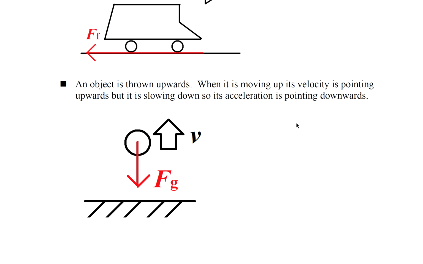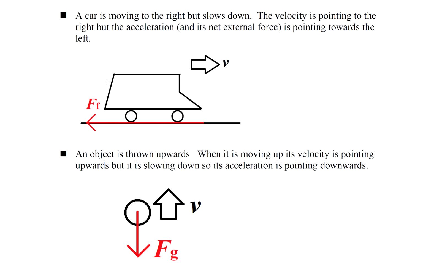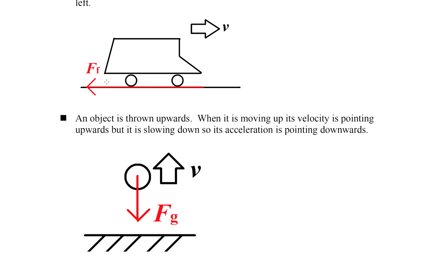Another example, an object is thrown upwards. When it is moving up, its velocity is pointing up, but it is slowing down, so its acceleration is pointing down because force of gravity is down. And remember, sigma F and a point in the same direction. So sigma F and a for both of these examples, they point in the same direction.